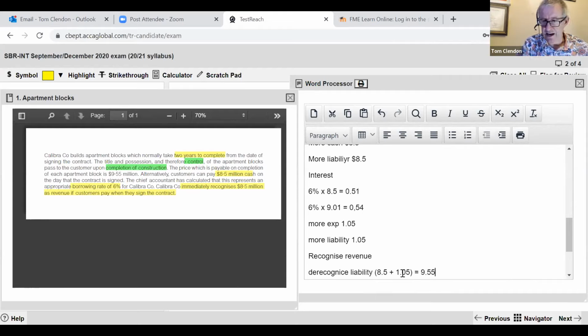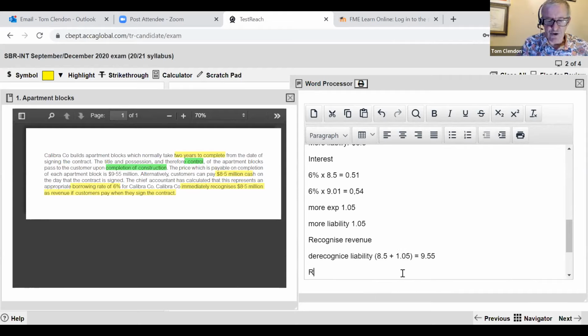We're getting rid of that liability, and we recognize the revenue. The revenue that we recognize is therefore 9.55, which is the amount of money that somebody would pay if they just bought it when it was ready. But if they were prepared to pay 2 years earlier, time value of money, they give us a smaller sum of money. Now, time out here, time out. I have spent 13 minutes on this question so far. Time out, time out.